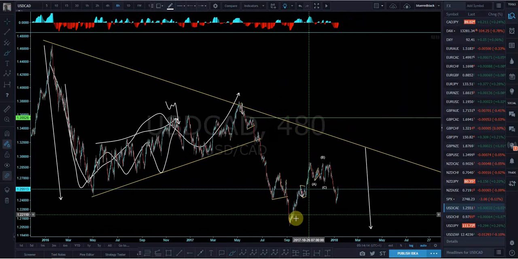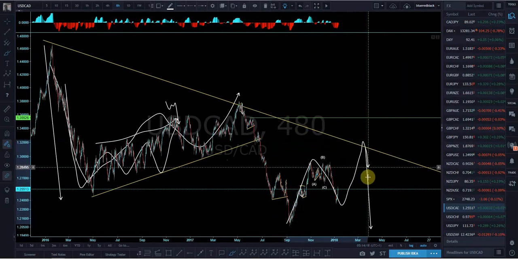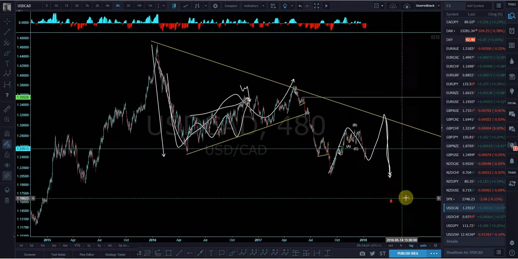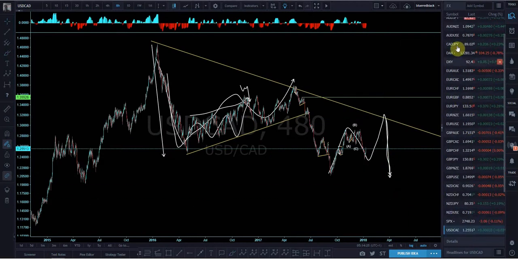So now this is kind of telling me that you have a move up, move down, maybe get another move up, and look for that next move down. Maybe the pound USD chart we can look at real quick, and then we'll look at some crypto.